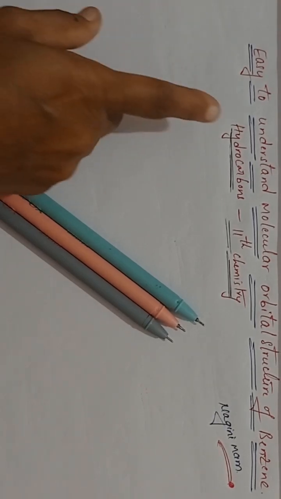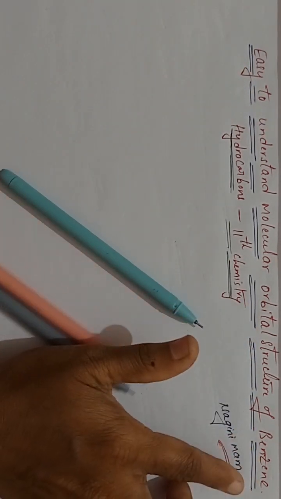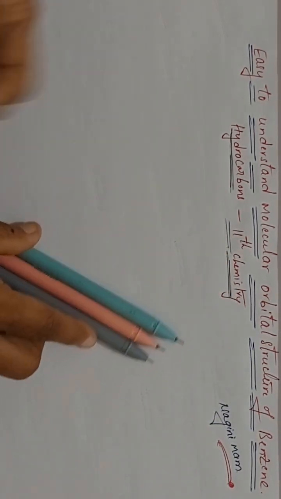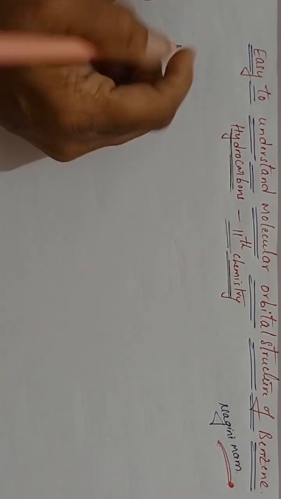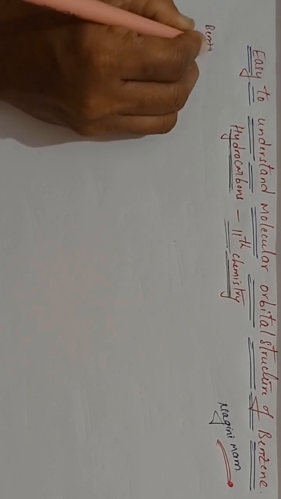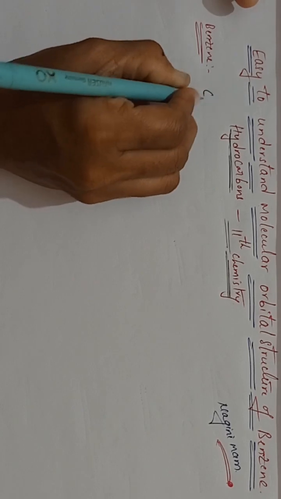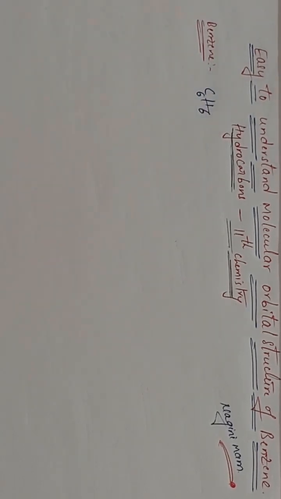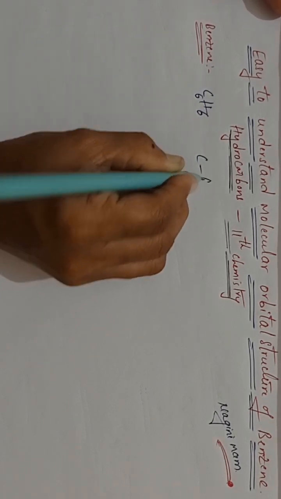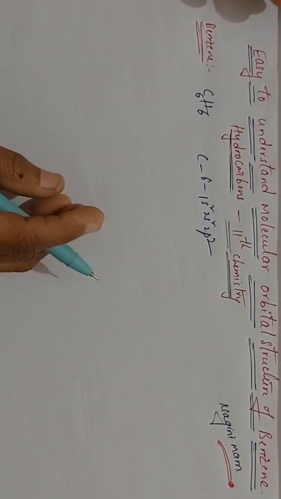In today's session, I am going to explain an easy way to understand the molecular orbital structure of benzene. This is a topic from the hydrocarbons lesson, 11th class chemistry. First of all, benzene, formula C6H6. Carbon atomic number 6, electronic configuration 1s2 2s2 2p2.